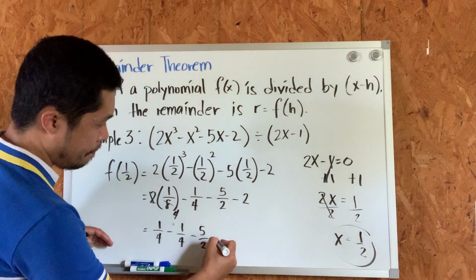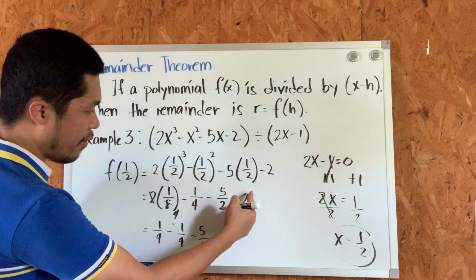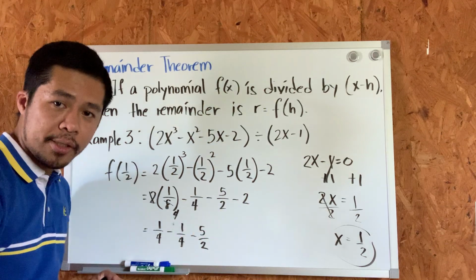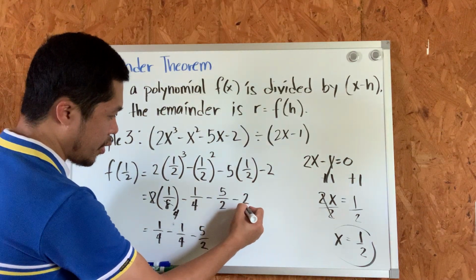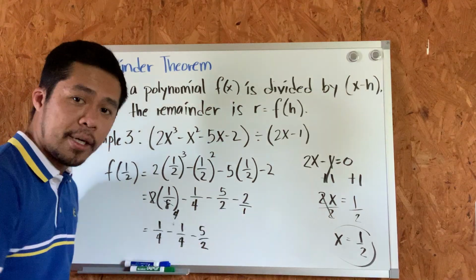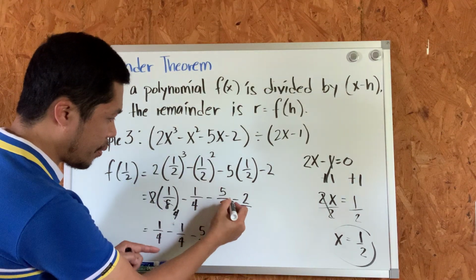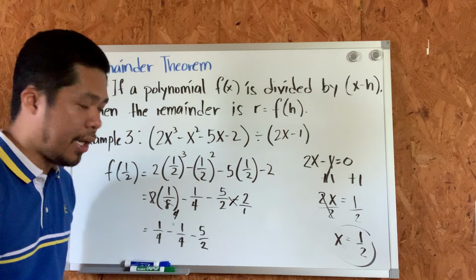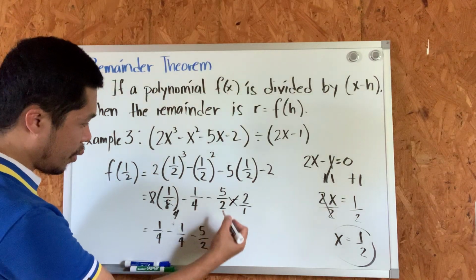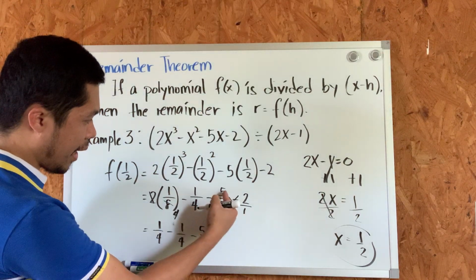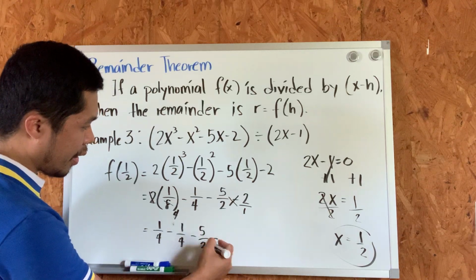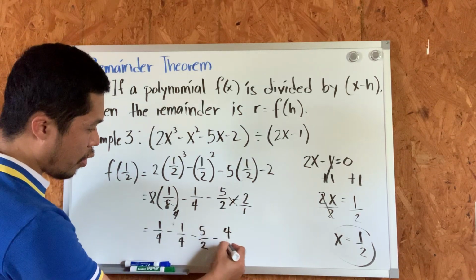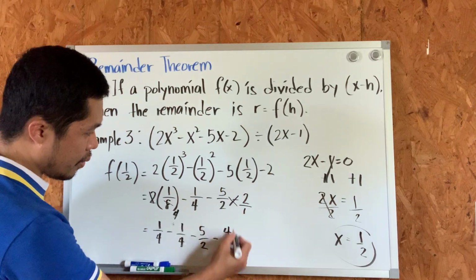Okay. Now we need to convert this into a fraction. So how are we going to do that? This is a whole number, so the denominator of that is 1. So we can just cross multiply to determine the least common denominator. This will be equal to 1 times 5 is 5, 1 times 2 is 2, minus 2 times 2, that will give us 4, 2 times 1 is equal to 2.